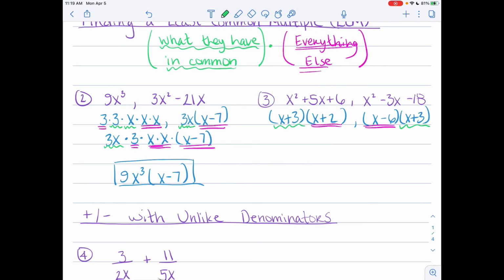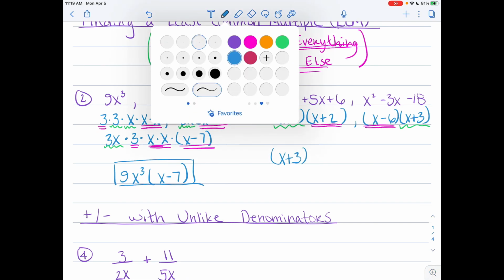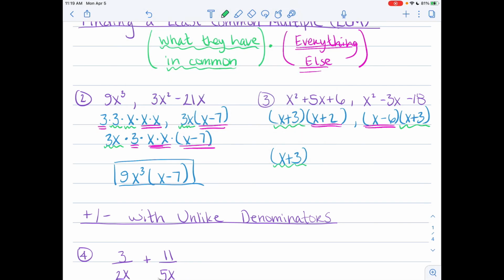So let's first state what they have in common. X plus 3 is what they have in common. And I'll underline that in my squiggly, and then state the things that they do not have in common, which is x plus 2 and an x minus 6. And so those are my double underlined. Because this is already factored, it is in its most simplified form. So we can go ahead and box this as a final answer.